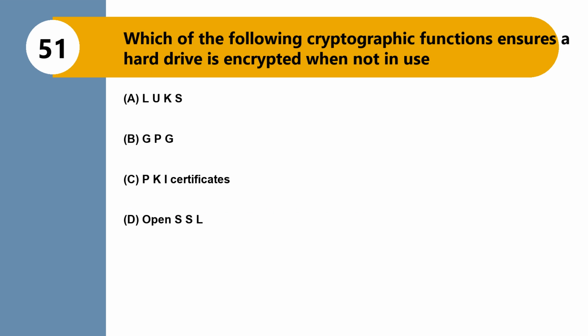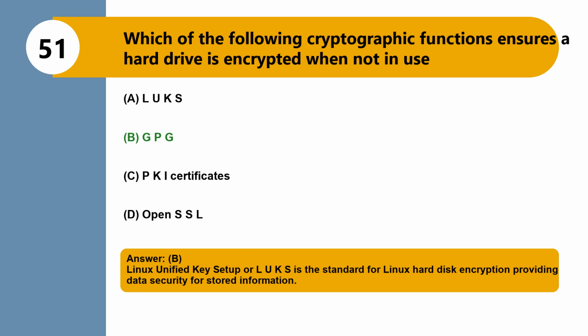Question 51. Which of the following cryptographic functions ensures a hard drive is encrypted when not in use? Option A, LUKS. Option B, GPG. Option C, PKI certificates. Option D, OpenSSL. The correct answer is option B, GPG. Linux Unified Key Setup or LUKS is the standard for Linux hard disk encryption, providing data security for stored information.